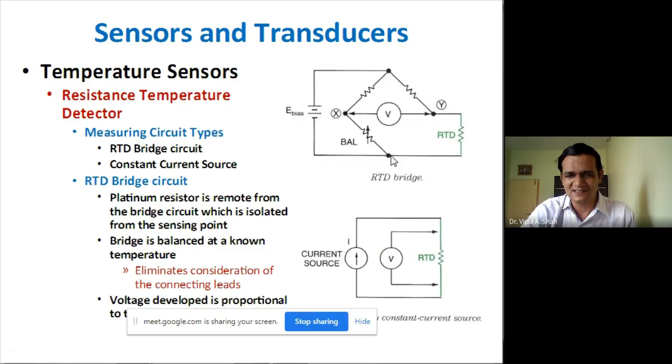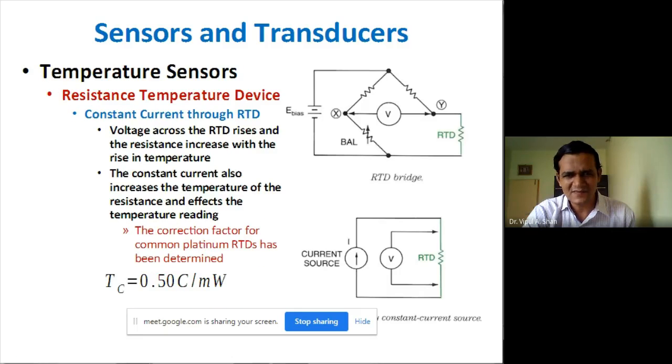For this application, you require that input source. So this is your input source. These are the known resistances which are there in the two arms of this Wheatstone bridge. This is for balancing purpose, and this is that actual RTD sensor. Through this sensor, we can measure and monitor that particular temperature. And it is a very accurate reading which you can have using an RTD. Voltage across the RTD rises as the resistance increases with the rise in temperature. The constant current also increases the temperature of the resistance and affects the temperature reading. So this is how your RTD will work.